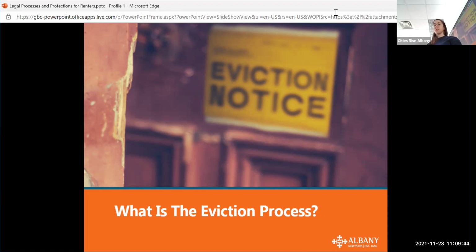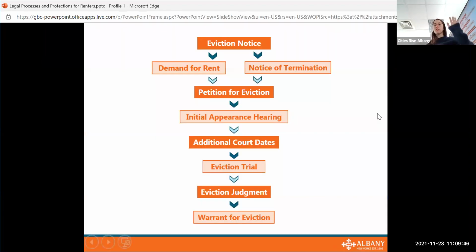So the eviction process in Albany essentially follows the steps here in this flow chart. Tenants will receive an eviction notice. There are a few different types of notices that tenants in Albany may receive. You would then receive a petition for eviction, followed by having several court dates. And then essentially the case would be decided by the judge, or it could be dismissed.